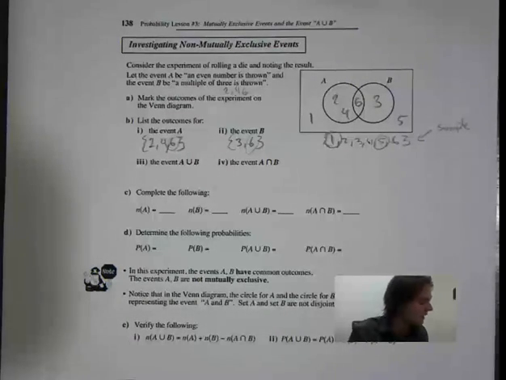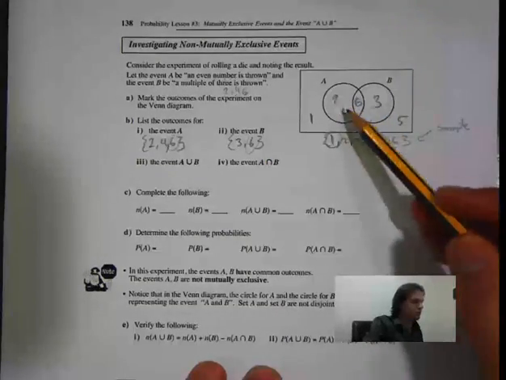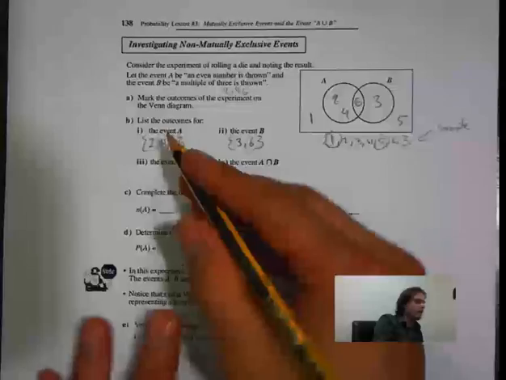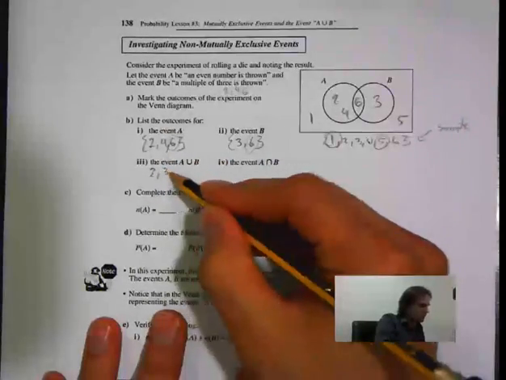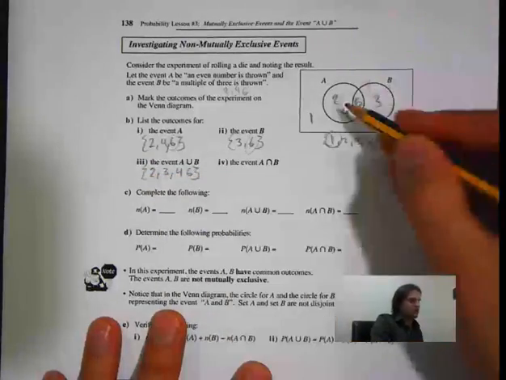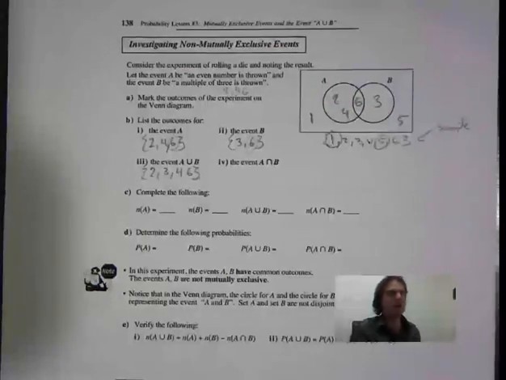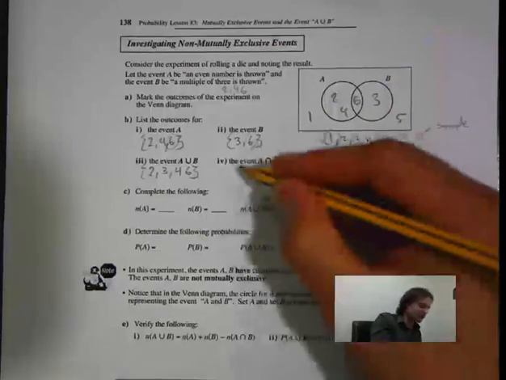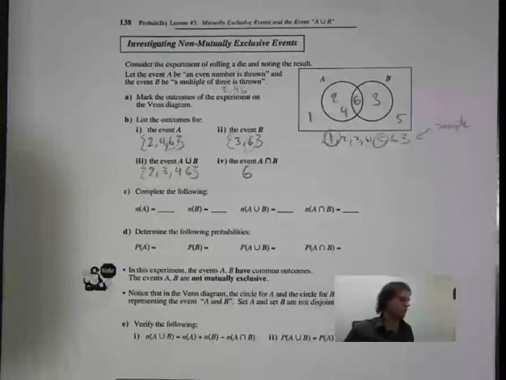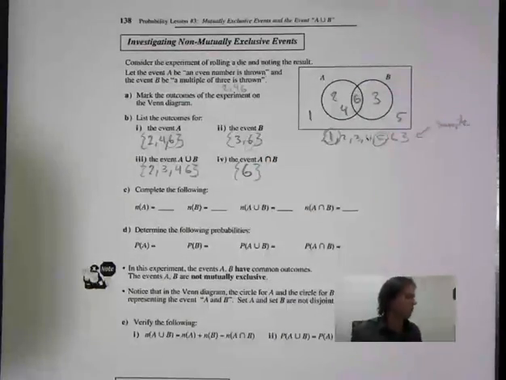Okay. Now, what are A or B? Let's look at all the A's or B's. So that's 2, 4, 6, and 3. So that is 2, 3, 4, and 6. Remember, it's everything in both, A or B. Now, the event A and B, this is back from our first unit. That's just the intersection. That's 6. That's element 6.